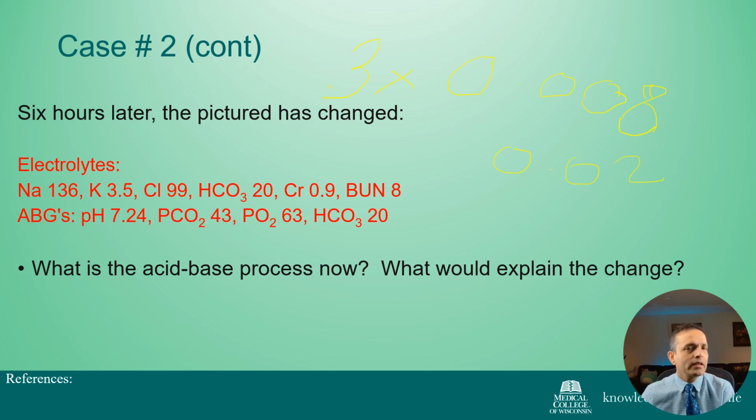So let's calculate the anion gap. In this case, you add chloride and bicarbonate, so it is going to be 119, and then sodium is 136. So the anion gap is 17. So there is additional acidosis. So this patient has two acidoses.